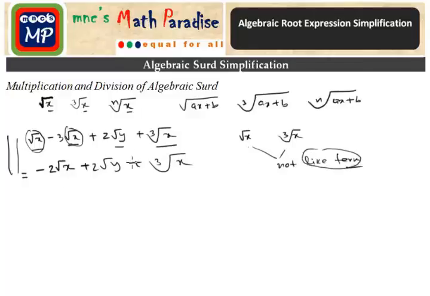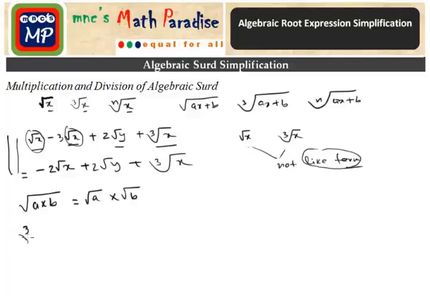In addition to that, we will be using multiplication and division of algebraic surd rules. The multiplication rule says if in an algebraic surd, that is a root, we have a times b, that means two values, two variables or two sub-expressions are multiplied within the root, then we can separate those into two different roots. That means the square root of a times b can be written as the square root of a times the square root of b.